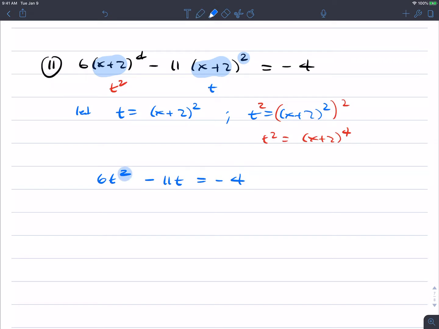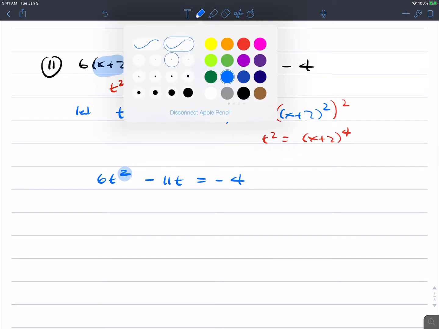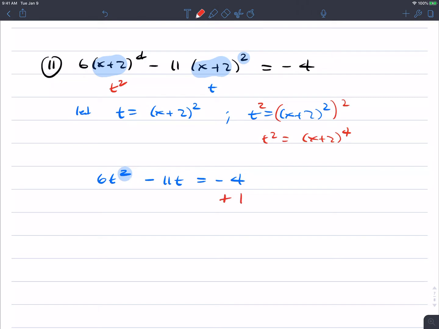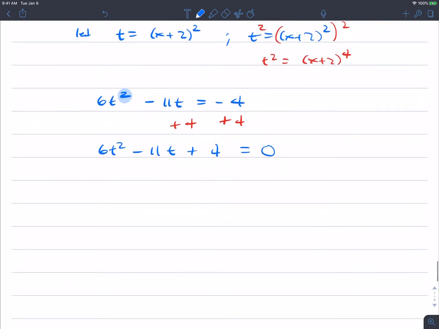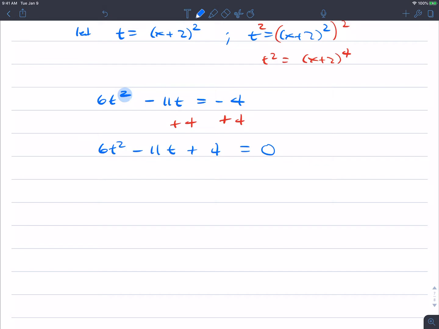And you notice we get a nice quadratic equation again. Now when you solve quadratics, it has to equal 0, so we're going to add 4 to both sides here. You get 6t squared minus 11t plus 4 equals 0. So this quadratic, hopefully we can factor. And let's try that out.